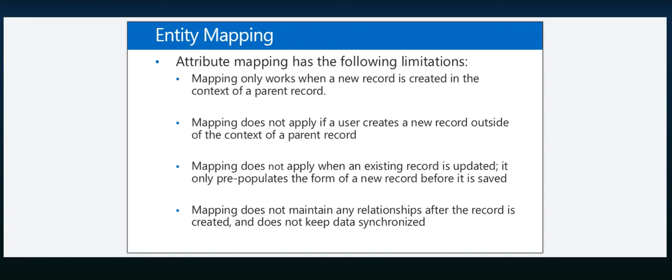So if you go the other way, it's not going to pre-populate anything. Also, mapping does not apply when an existing record is updated. It's only when it is created. So you can't go back and remap it or do anything afterwards. It's only on create that this actually will work. And of course, it doesn't maintain the relationship after the record is created. It does not keep anything synchronized. So if you create a contact from an account, it populates the address and all that information, and then you remove the parent customer from the contact afterwards, all the data that was already created there is going to stay unless you remove it manually.